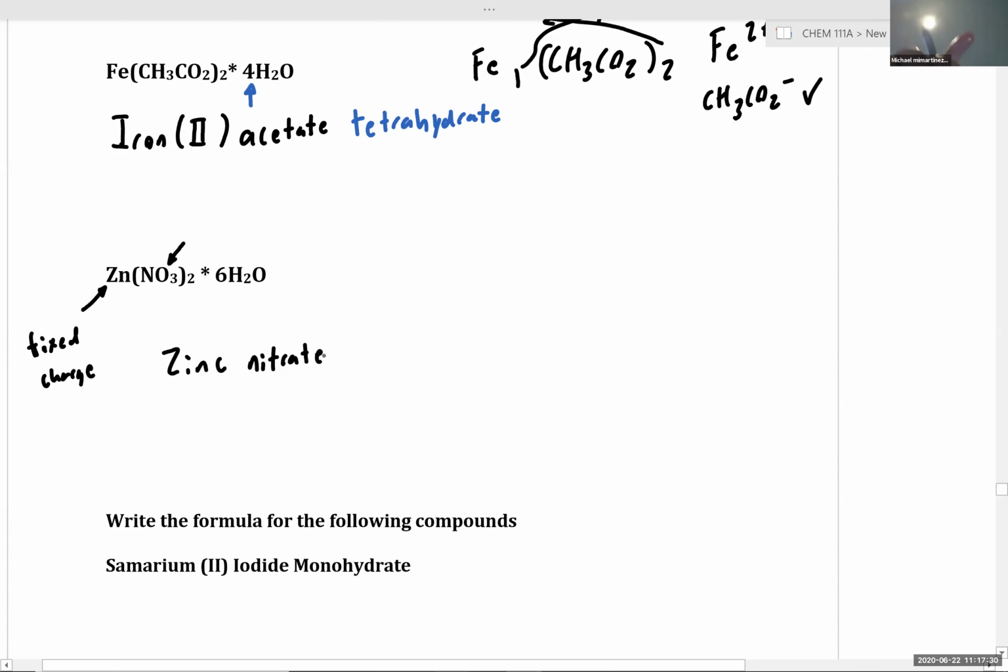And now for the new part. We have 6 water molecules. So what prefix do we use? 6. Hexa. Yep, so we call this zinc nitrate hexahydrate. Wonderful. Just remember your fixed charge transition metals, you don't need to specify the charge with a Roman numeral.